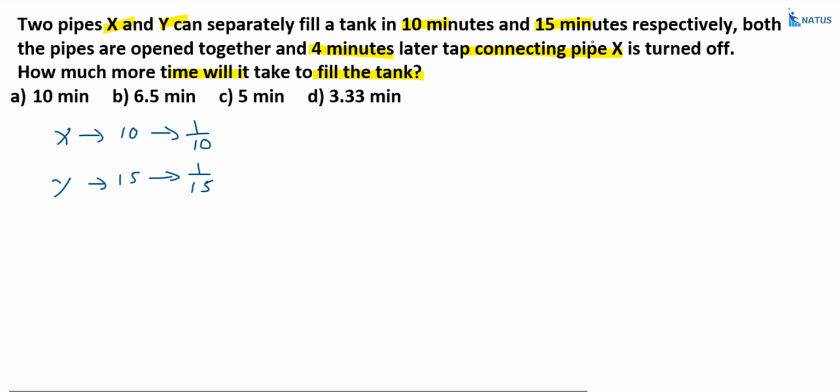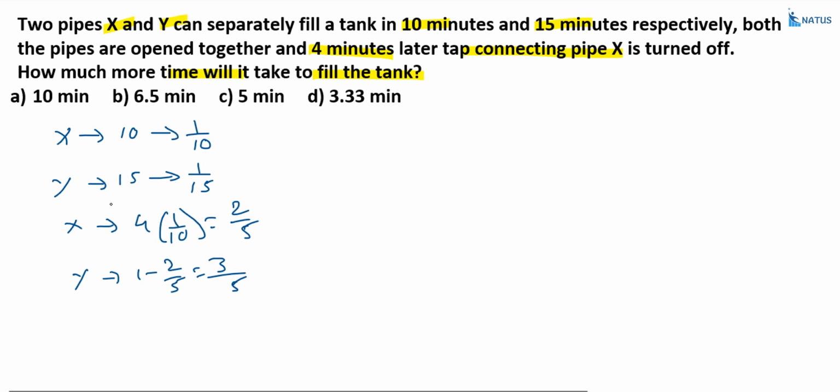So what about the time span for X? After 4 minutes, X is turned off. So how much part is filled by X? X is equal to 4 minutes into per 1 minute 1 by 10, that is equal to 2 by 5. So 2/5 of the part is filled by X. And what about the remaining for Y? That is 1 minus 2 by 5, that is 3/5 of the part is filled by Y, right?